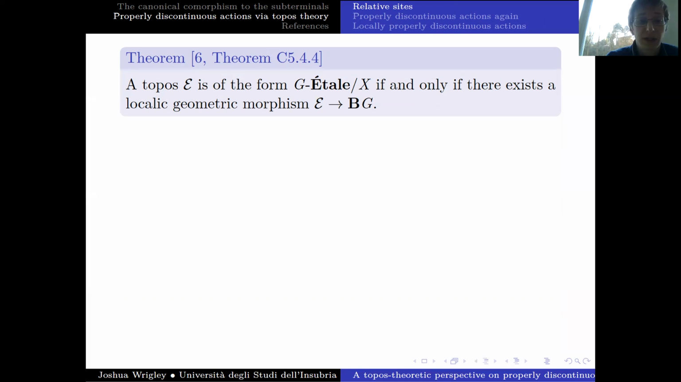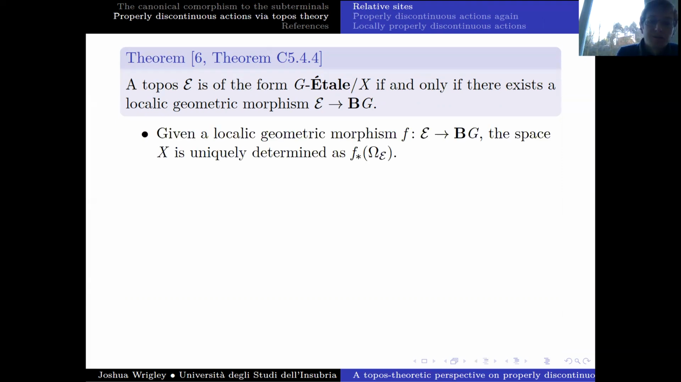It's quite clear that a topos is going to be of the form Geo(G) over X if and only if we have a localic geometric morphism. This is where we're allowing X to be a point-free space, but that's by the by. So if we have such a geometric morphism, the space X is uniquely determined. It's going to be the direct image of the subobject classifier.